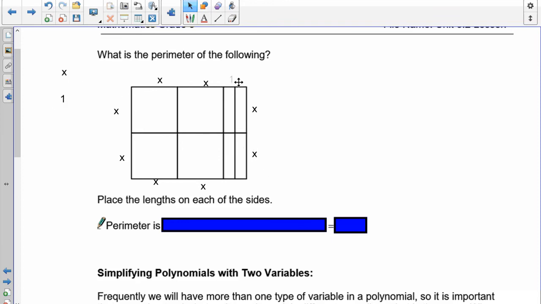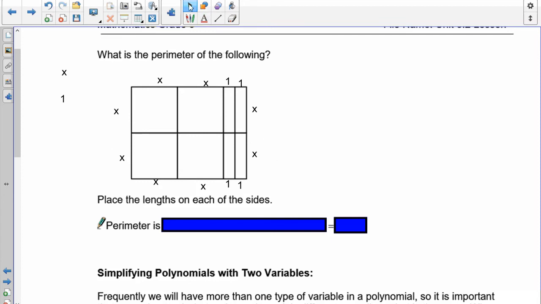Now the 1s, that's a 1. That's another 1. This is a 1 here. And this is a 1 here. So now if you go around the outside, have I labeled everything? Yes. Now remember, you're going around the outside. Perimeter is the distance around something.